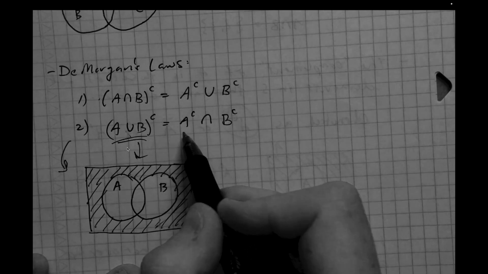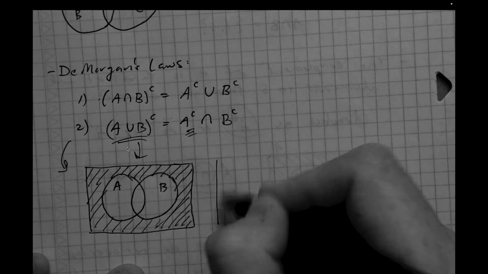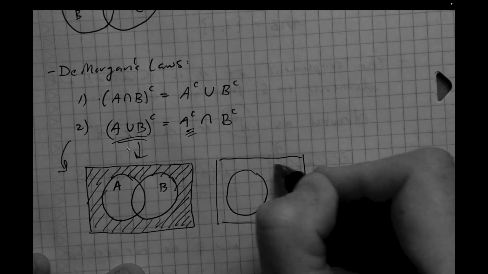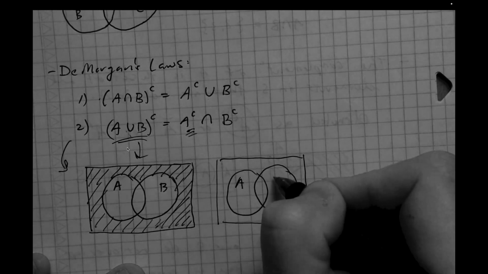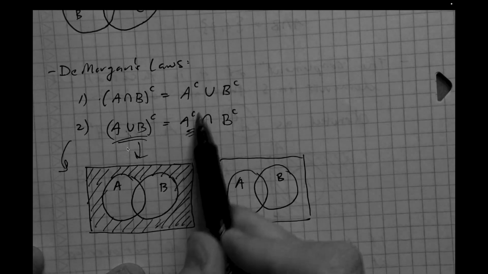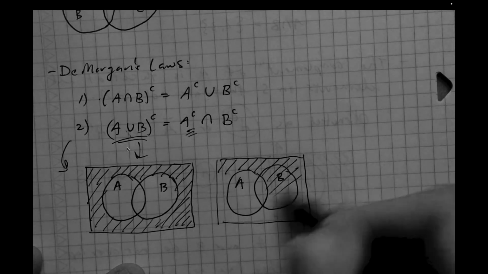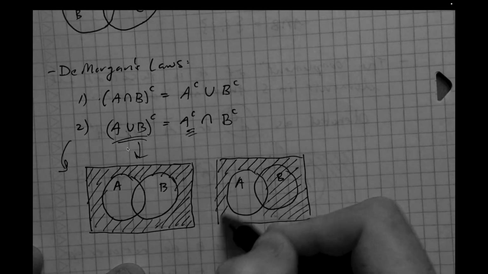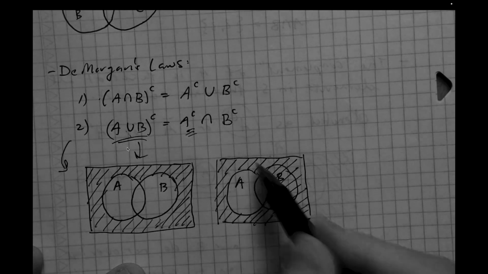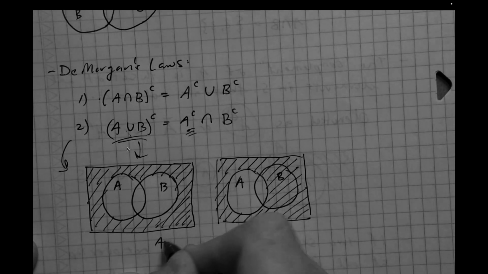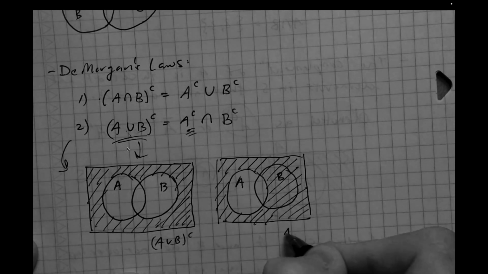All right, so what is that? So let's first take this piece here and draw it. What does that look like? All right, so I've got my A and I've got my B. And so this is just the complement of A. So that's everything outside of A. Right, so a good chunk of B is out. Right, so this is A or B complement here, and this is A complement.